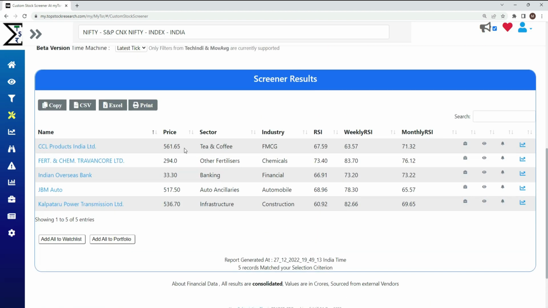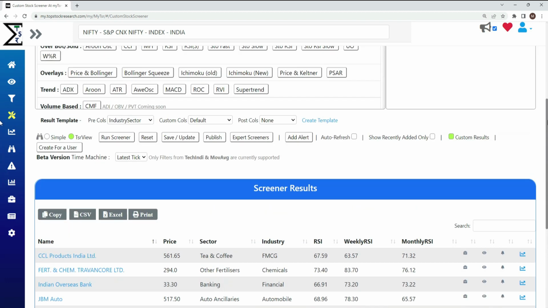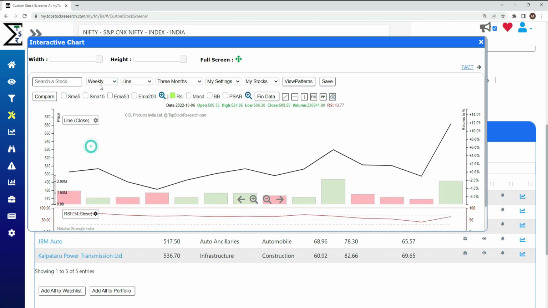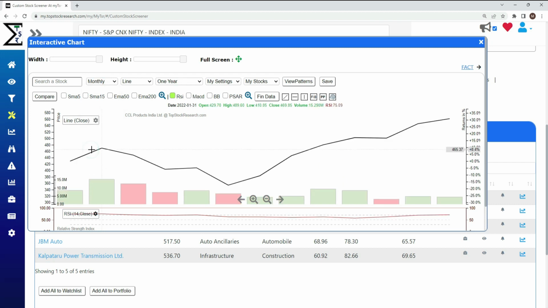So CCL Products, RSI is above 67 on daily, on weekly it is 63, and on monthly it is 71. So this is how you can use cross-tick RSIs on any period. On the daily chart, it is like this. Change it to weekly or monthly, and you'll find all those values.